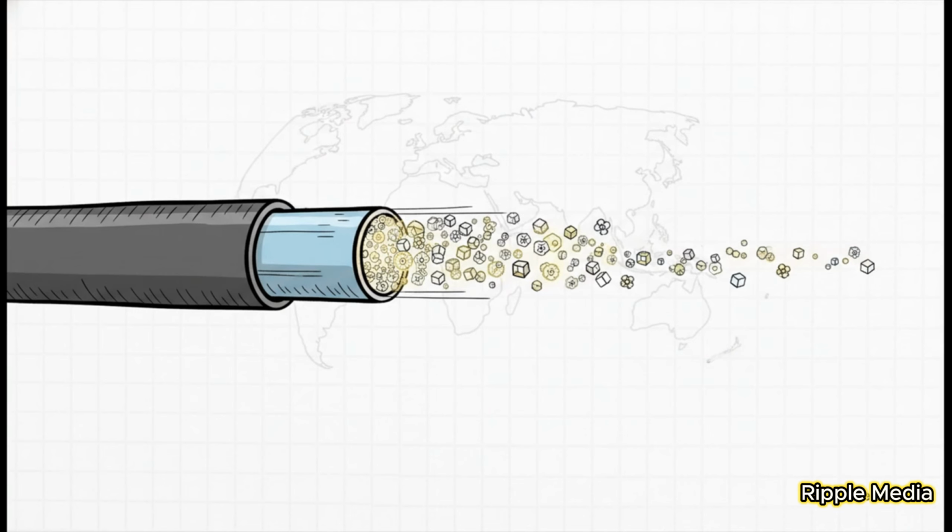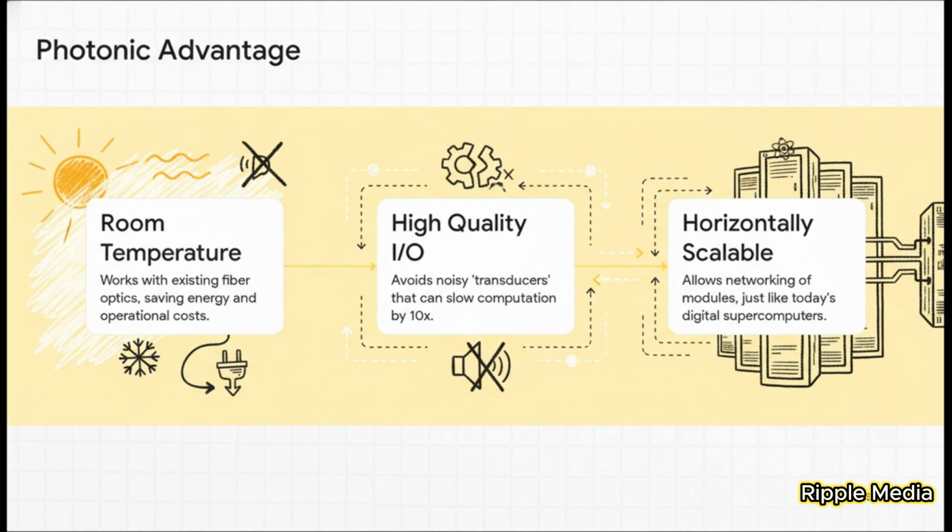To be specific, we're talking about individual particles of light, telecom photons. These are basically the most reliable messengers we have for sending quantum information. And the best part? They can travel through the exact same fiber optic cables that power our entire internet right now. And this whole light-based approach has some massive advantages.